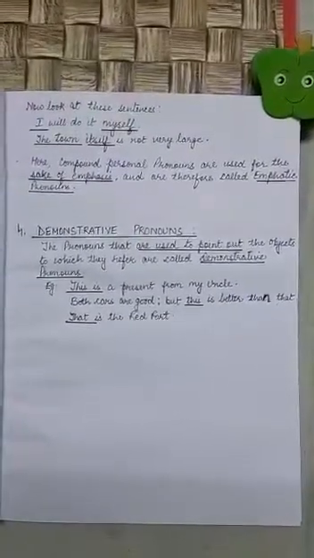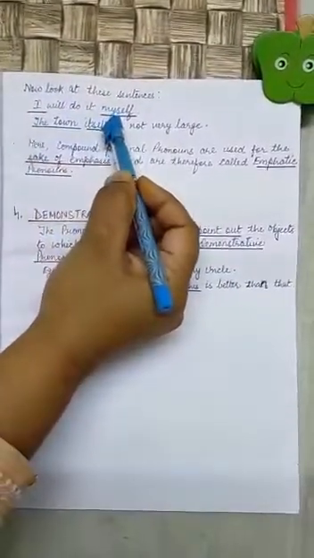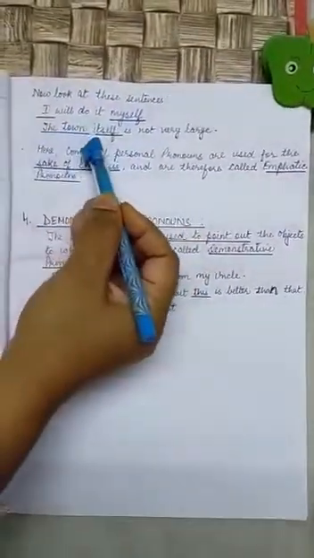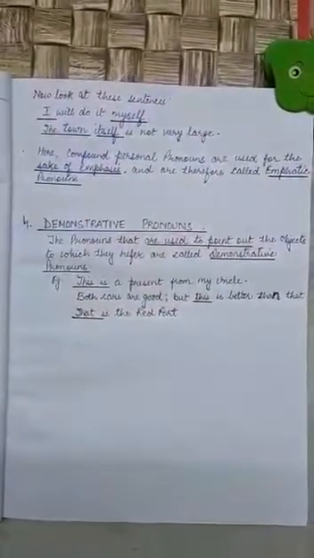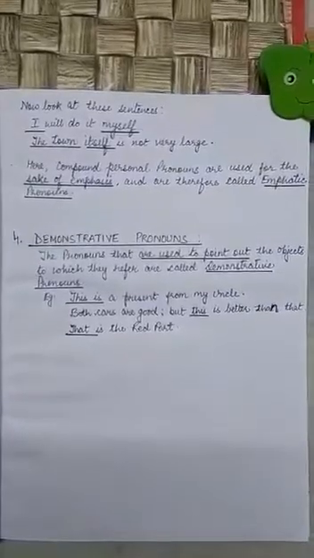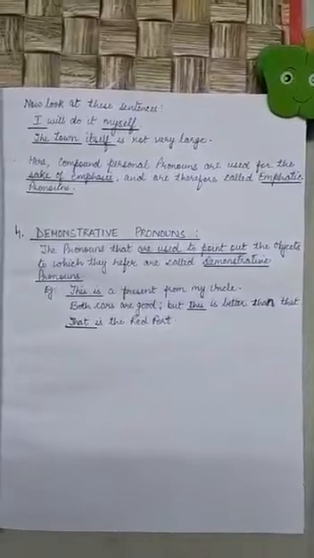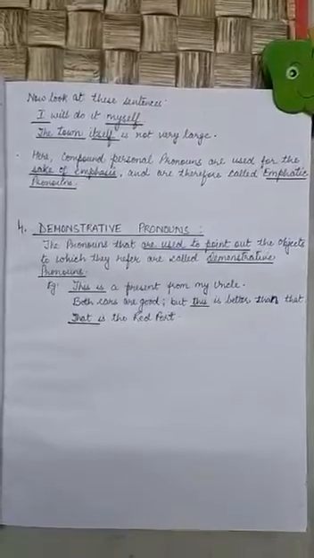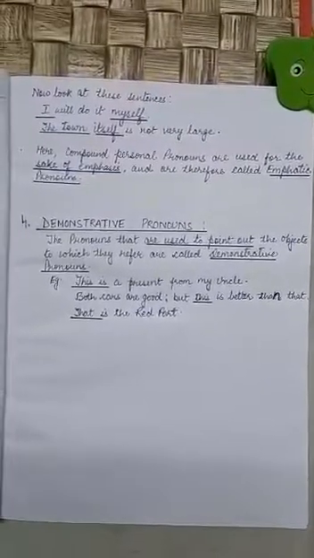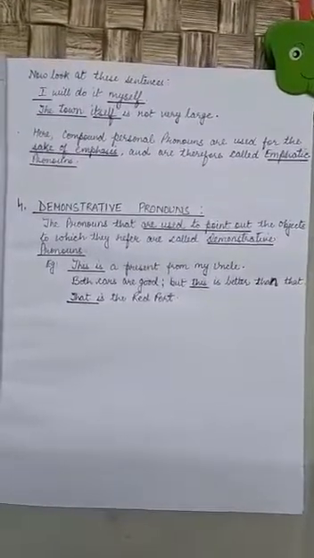So these pronouns are reflecting directly to the subject, and that is why they are called reflexive pronouns. Now look at these sentences. I will do it myself. The town itself is not very large. Now here, compound personal pronouns are used for the sake of emphasis and are therefore called emphatic pronouns. The sake of emphasis here implies that the importance is given to the subject. So that is why they are called emphatic pronouns.